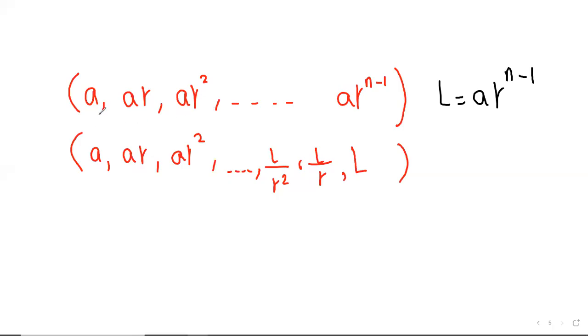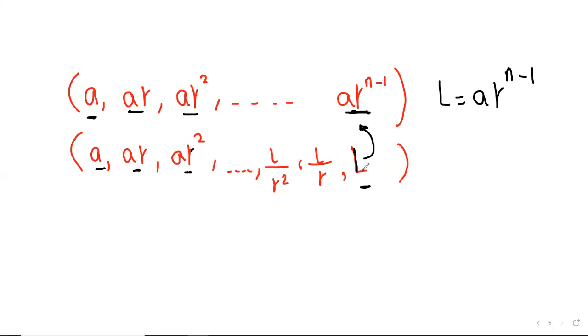So the geometric sequence is written as A, the first term, AR, AR to the power of 2, till reaching AR to the power of n minus 1. And n in this case is the number of terms of the sequence. And we can write the geometric sequence as A, the first term, AR, the second term, the third term AR to the power of 2, and the last term is L. So L equals what? Equals A multiplied by R raised to the power of n minus 1.